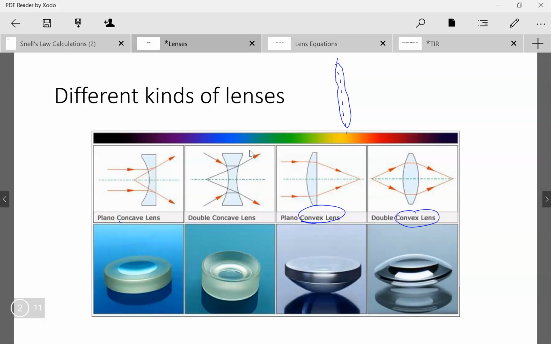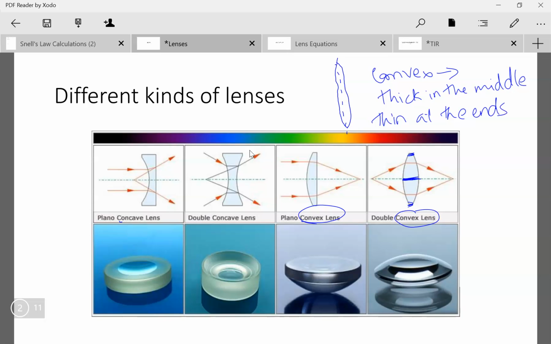The definition of what you have to understand about a convex lens is that it is any kind of lens that's thick in the middle but tapered off or thin at the ends. So convex: thick in the middle, thin at the ends, is a convex lens.